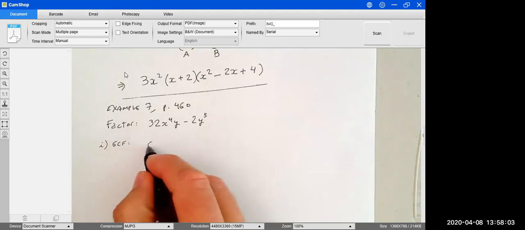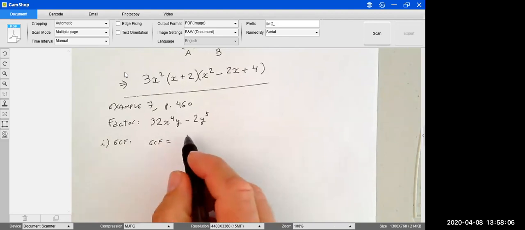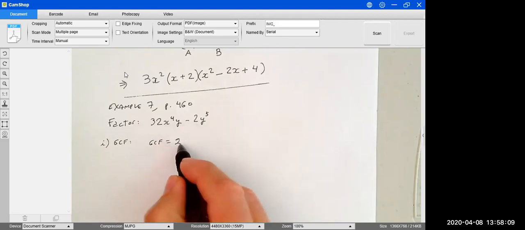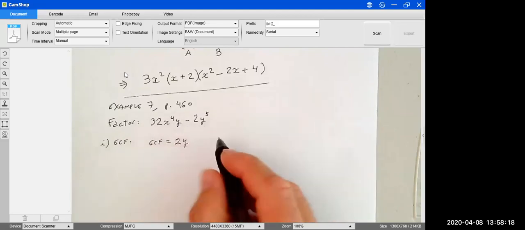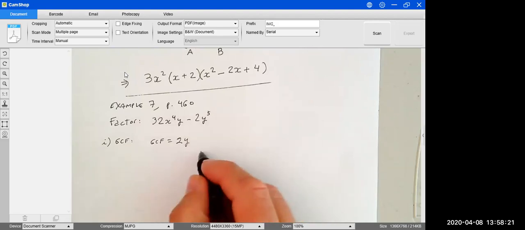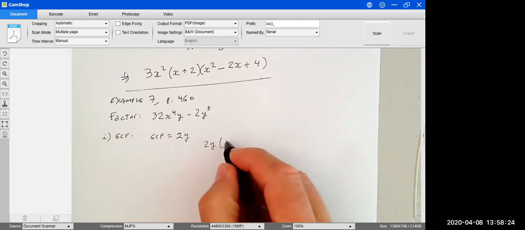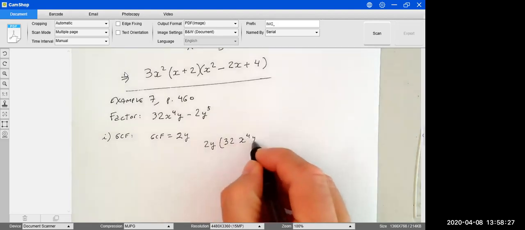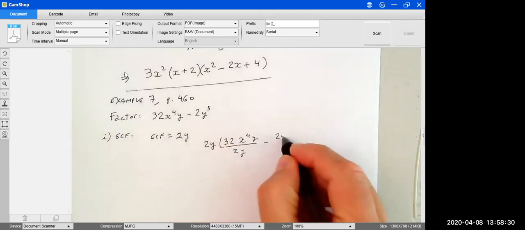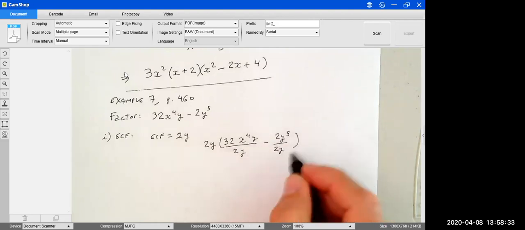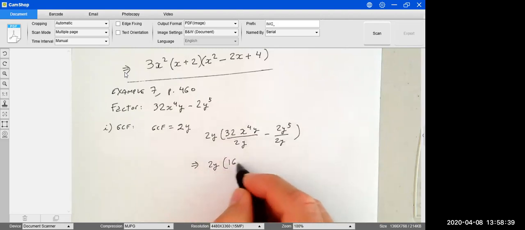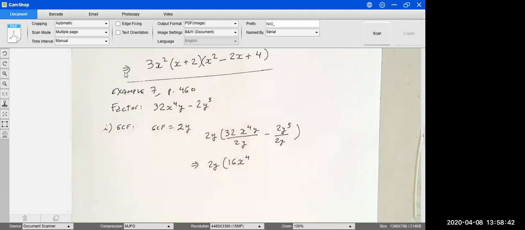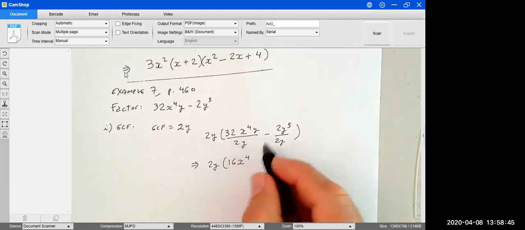So what is the greatest common factor? The greatest common factor for coefficients, we only have the number 2 here. For variables, the only variable that appears in both terms is y, and the lowest exponent is just 1. So this is the greatest common factor. So I'm going to write this as 2y that multiplies 32x to the 4 y over 2y minus 2y to the 5th over 2y. So we want to get 2y that multiplies 32 over 2 is 16. x to the 4 only because y vanishes.